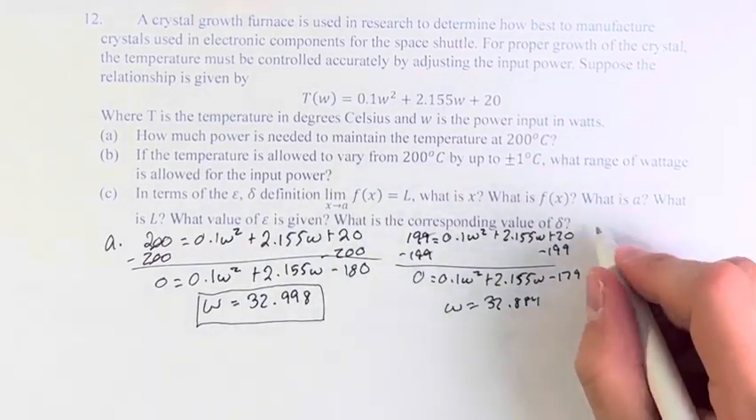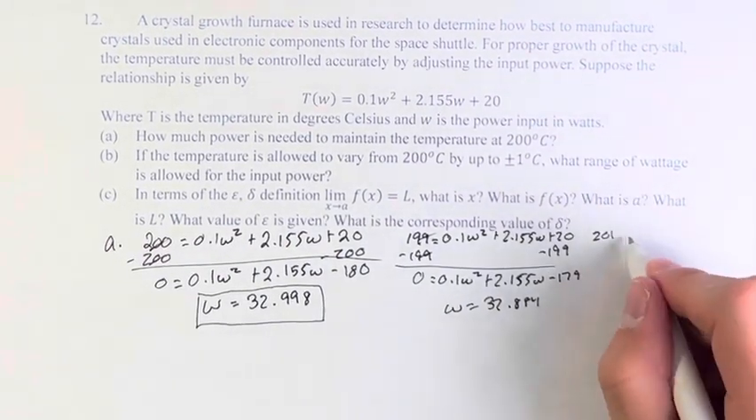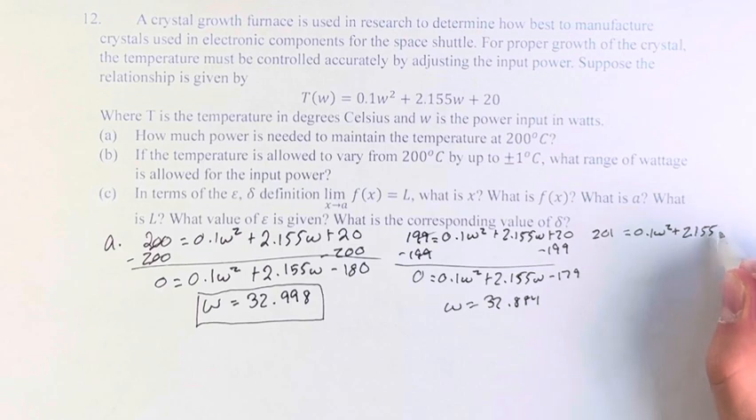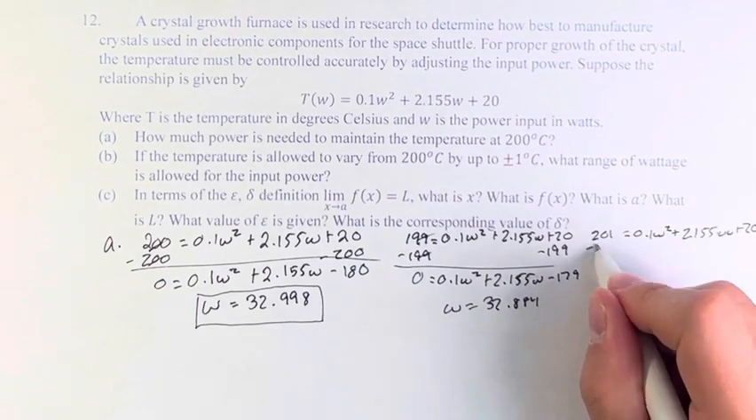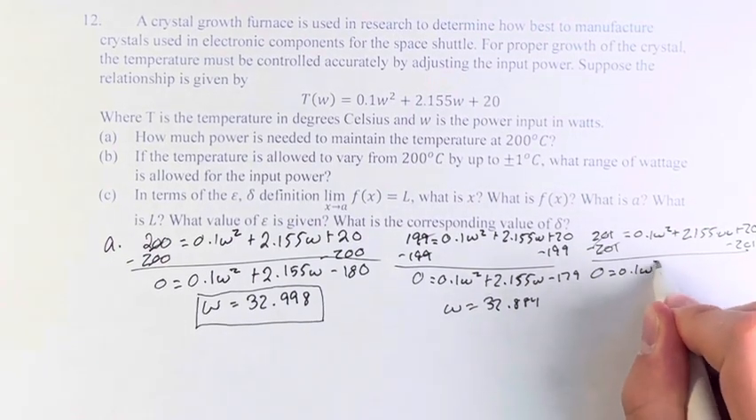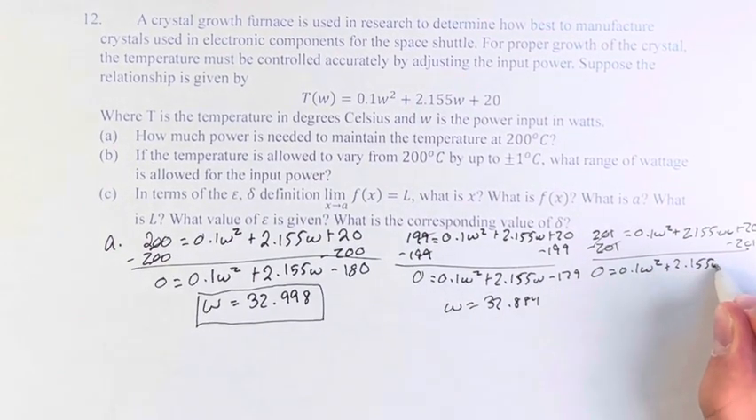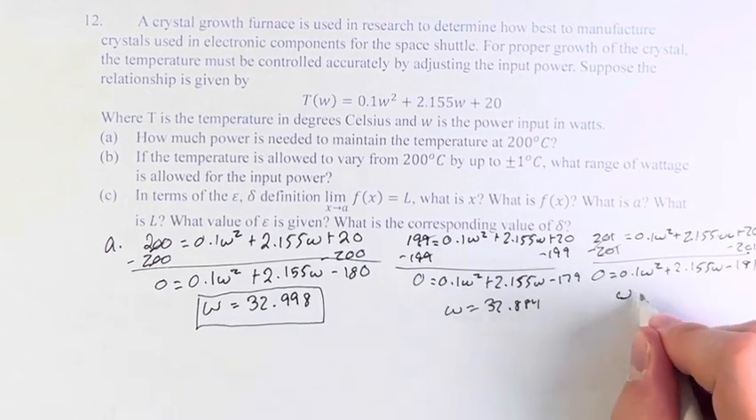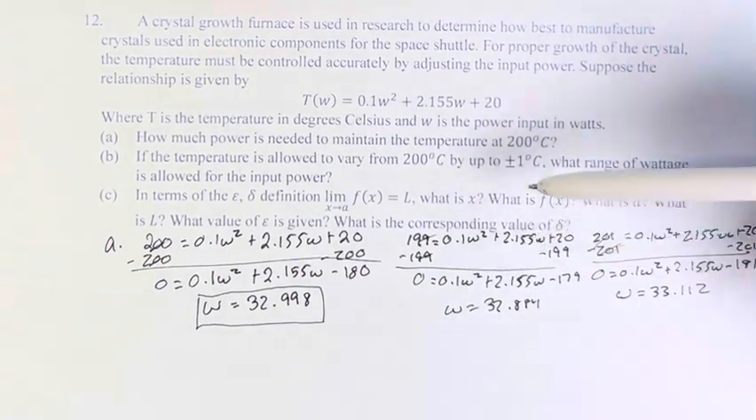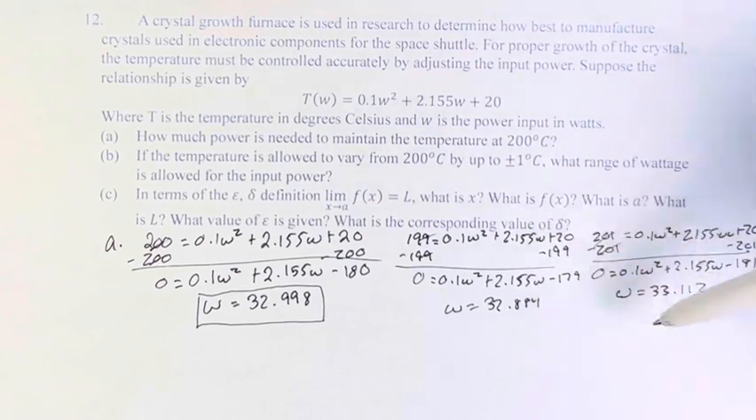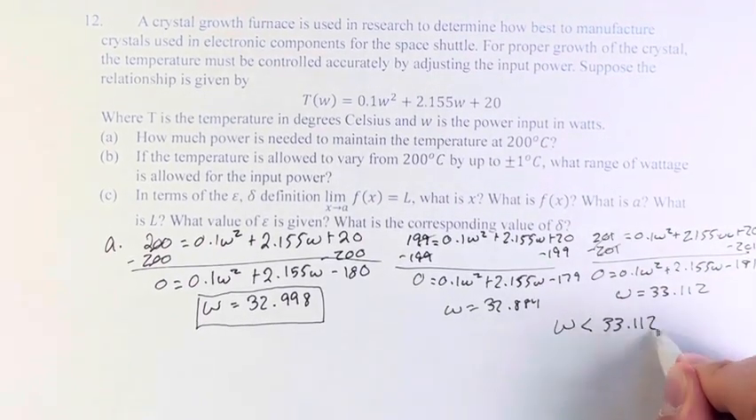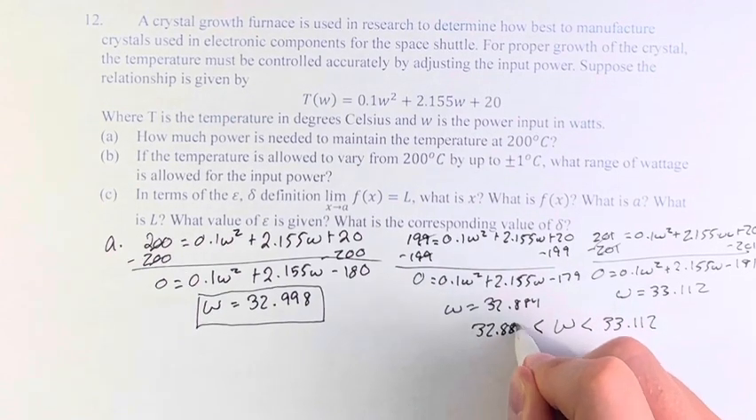And for 201, going 1 degree in the other direction, this is another equation that we can solve. Subtracting 201, 0 equals 0.1 W squared plus 2.155 W minus 181. W here is 33.112. So if you go 1 degree in one direction, this is the wattage. If you go 1 degree in the other direction, this is the wattage. Therefore, the range for W has to be less than 33.112 and greater than 32.884.